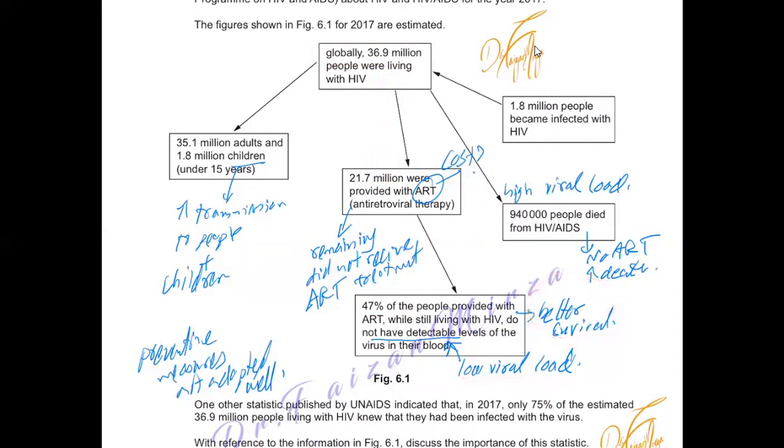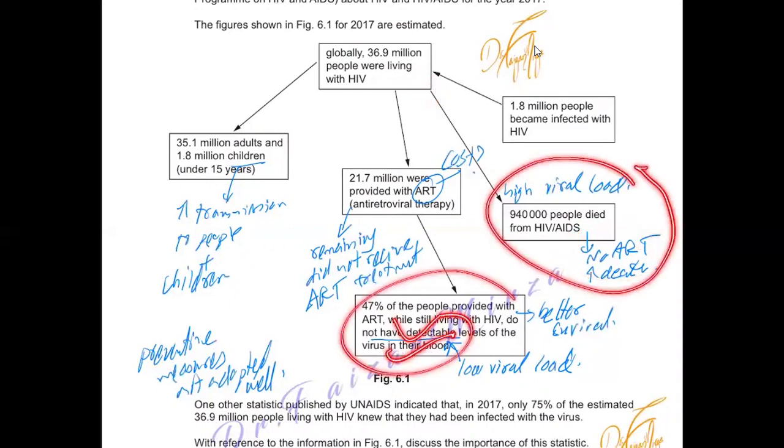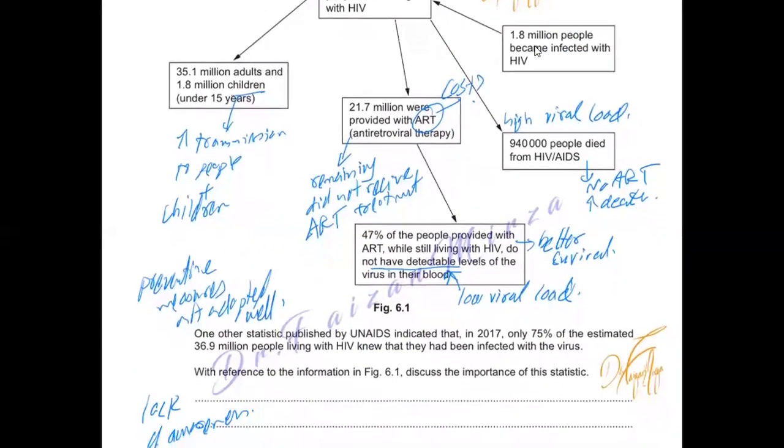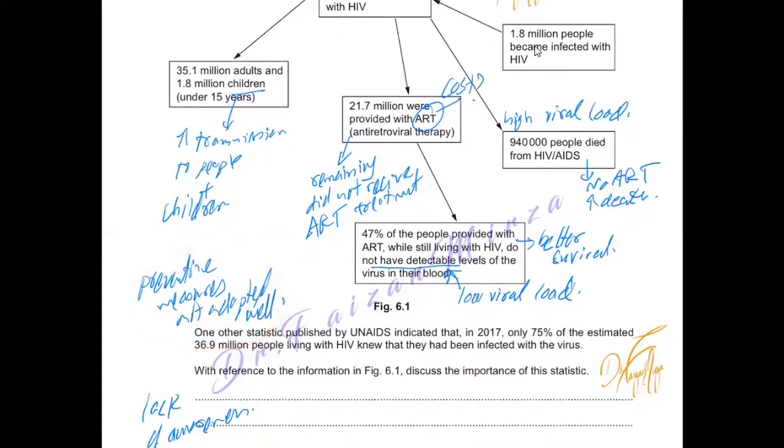Furthermore, it's mentioned 940,000 people have died from HIV. If they are showing the arrow directly from here, it means they have not received any ART. So this shows you the effectiveness of ART is very strong. People who were not given ART had higher viral load and they died. 1.8 million people became infected with HIV, so there is high transmission. So preventive measures are not adopted well, which can be seen from the rise in the disease.